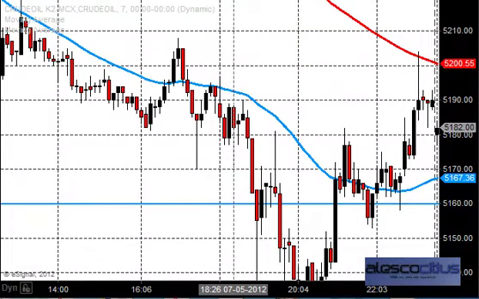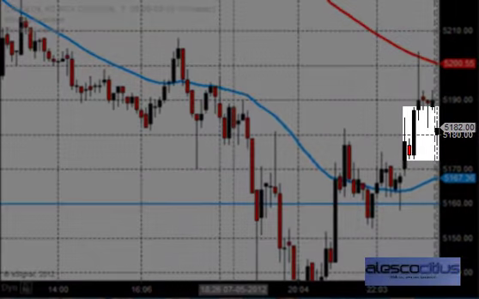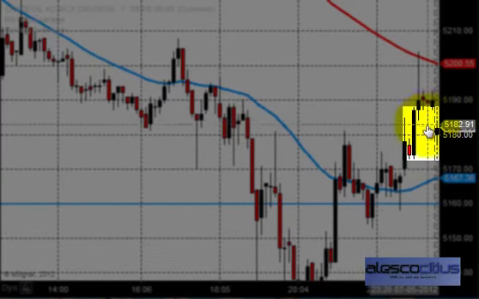Good morning. In this presentation we are going to see how we can trade in MCX crude oil today. Before looking into that, let us see what happened yesterday and what we expected yesterday. Yesterday crude market opened around 5180. You can see the tiny candlestick.